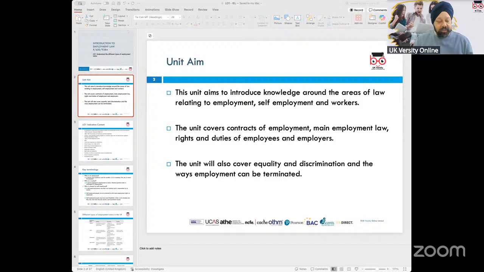Now, as I mentioned, the unit aim, this is primarily a knowledge-based unit. So you're looking at understanding the key areas and terminology related to employment law, and obviously the different types of employment status or different types of employment contracts which can be formed as far as the context of the United Kingdom in general is concerned.